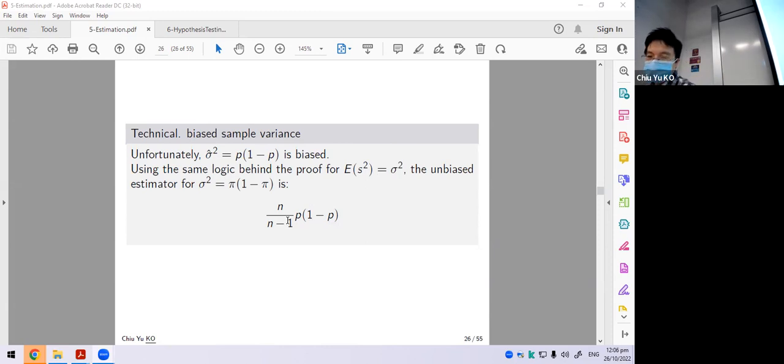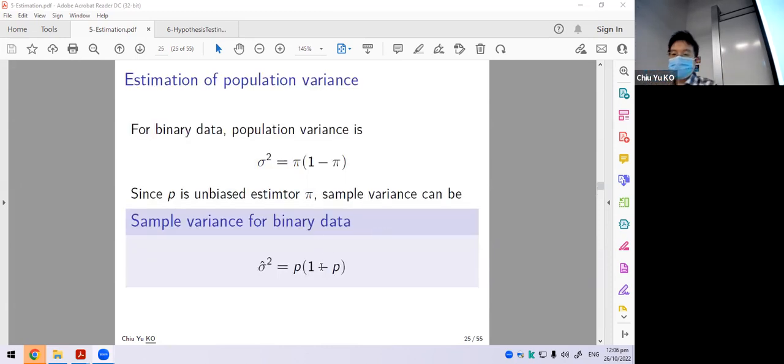But if we look at the textbook, most of them still use this version, okay? And there are two reasons for doing this. One is usually when we talk about binary data, the n is very big, right? So n over n minus 1 usually makes no difference, okay? So in order to avoid carrying this n over n minus 1, we don't worry about it. The second is it's still consistent, right? So that's not a very big issue there. As I said, n is very big anyway. When the sample size is big, consistency is more important, right?